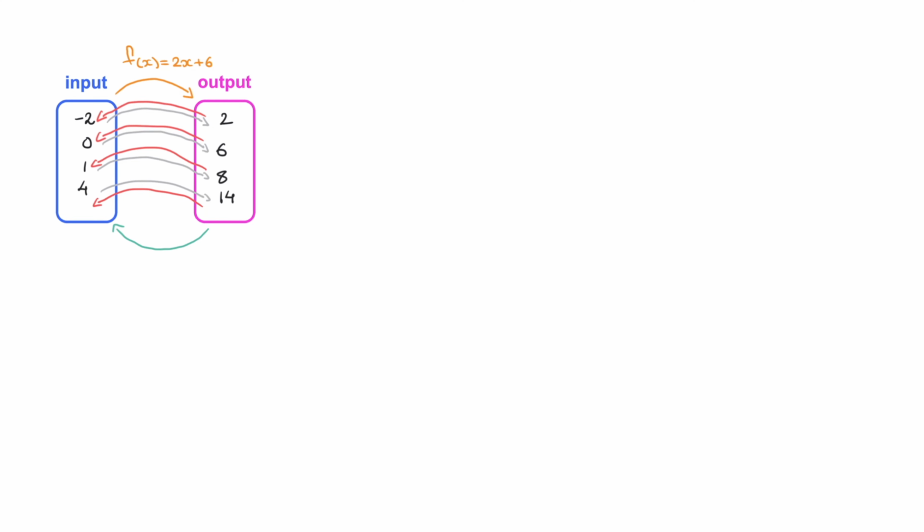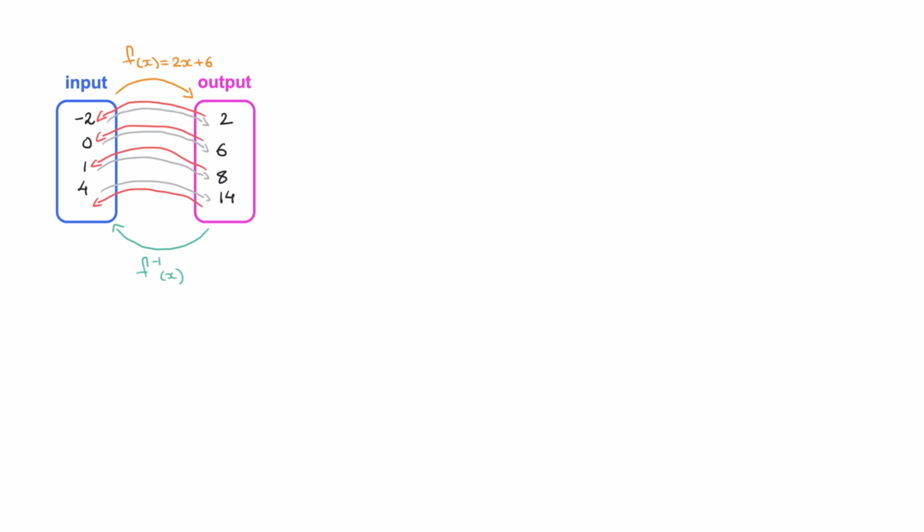And the notation we use to refer to a function's inverse function looks like this. F with a superscript -1 of x. Now careful, this -1, which looks a bit like a power of -1, is merely there for notation. And that's important to keep in mind.